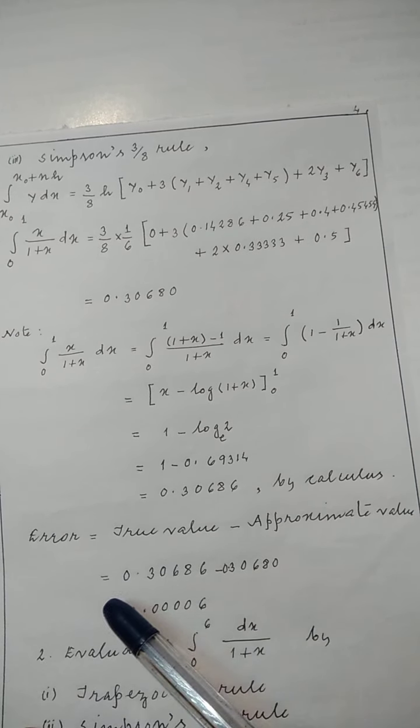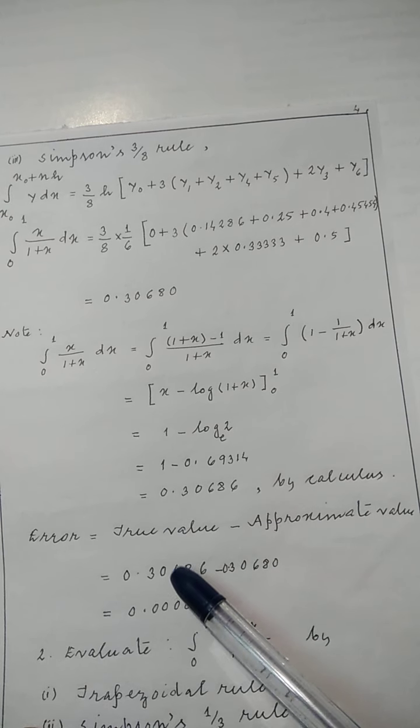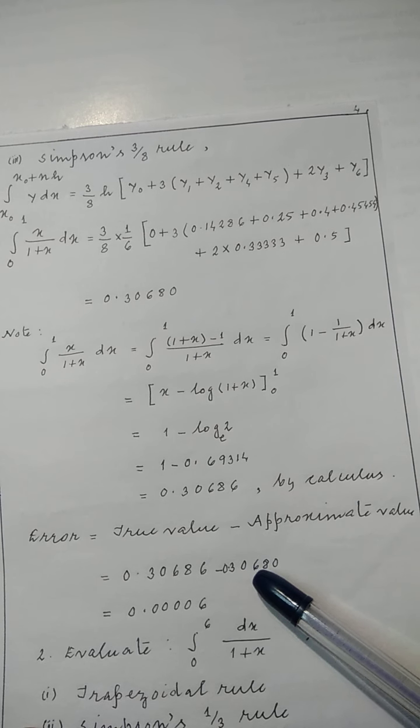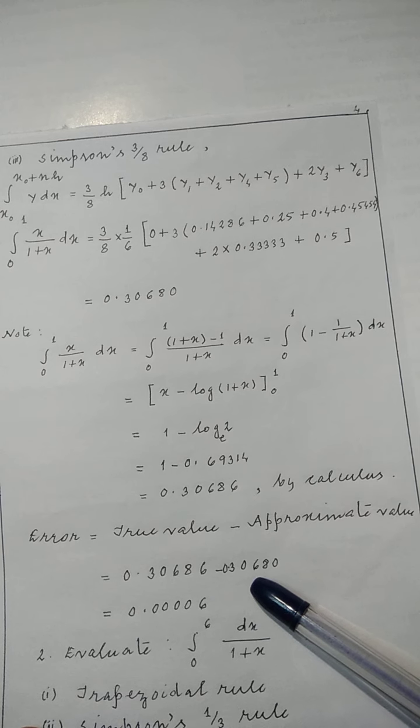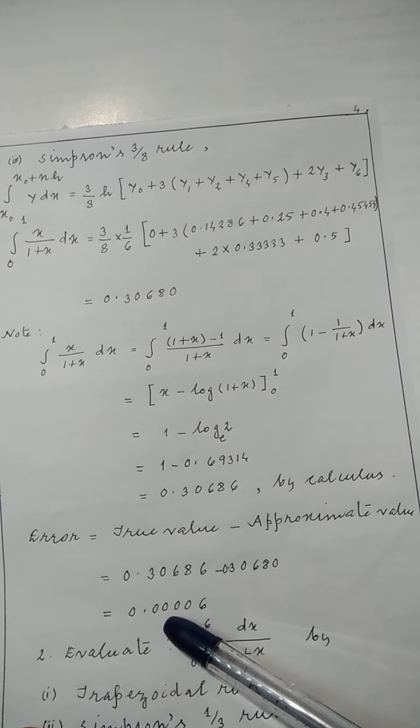So what is the true value? True value is 0.30686. This value we are getting using calculus, and this value we are getting using a numerical method, that means Simpson's 3/8 rule. So if you take the difference of these two values, you are getting 0.0006.